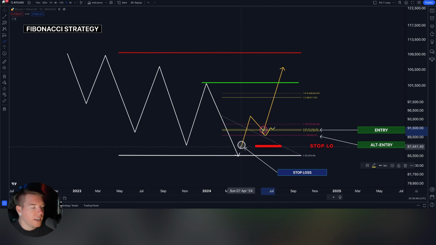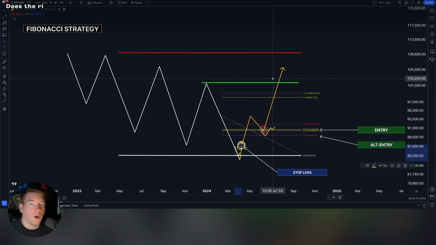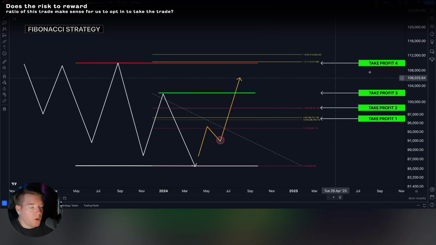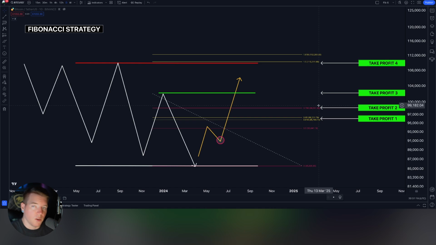The stop loss is the first higher low down here that we created in that bounce. There I put my stop loss. Now we want to find out, is this a really good risk to reward ratio and does it make statistical sense for us to take the trade? But first we need to mark out our take profit targets to determine the risk to reward ratio.